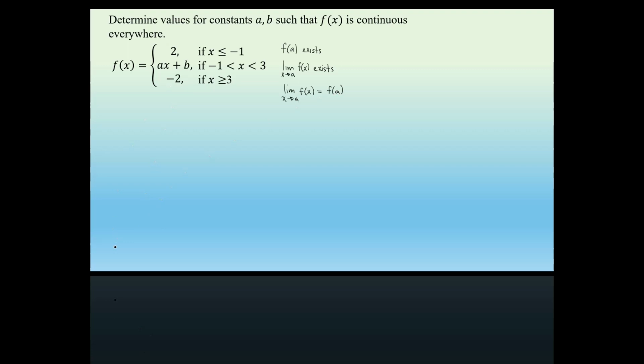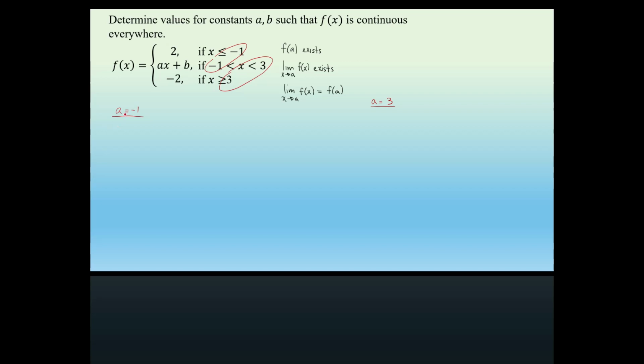So we take note that our piecewise function is connected at two x values. So we have three parts in our piecewise function. There's a connection at x equals -1 and at x equals 3. So we'll let a be -1, and we'll also let a be 3. We'll first start with a being -1. So f of -1 must exist.